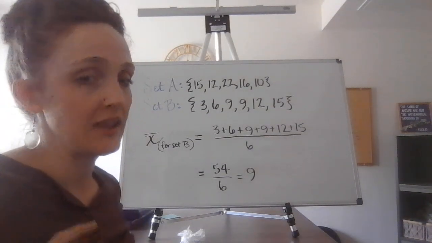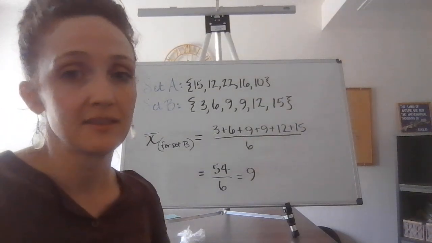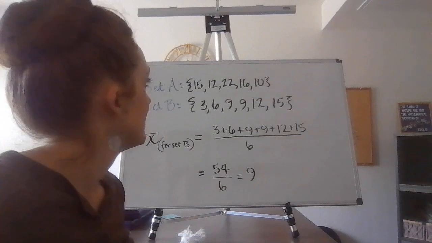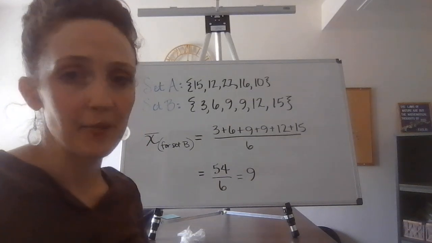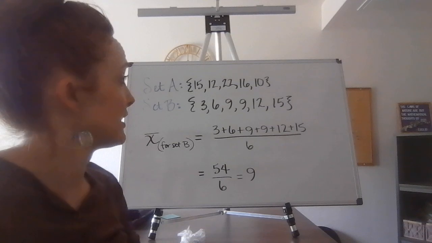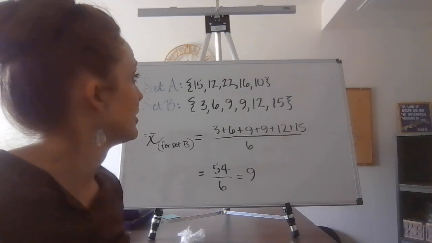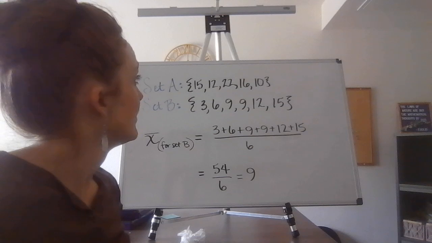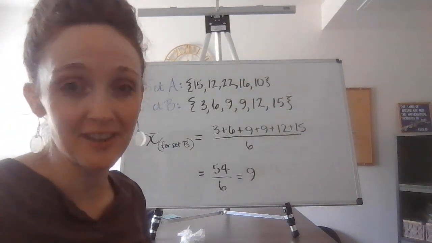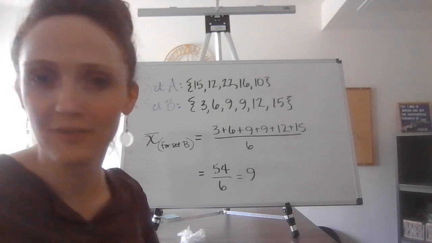Now I want to start thinking about what happens if we manipulate this set. If we manipulate one of these sets, let's actually look at A. So what would happen if we, say, added another value in there, if I added, say, another 15, what would happen? Because that was our mean for set A, right? What happens if I add in another 15?